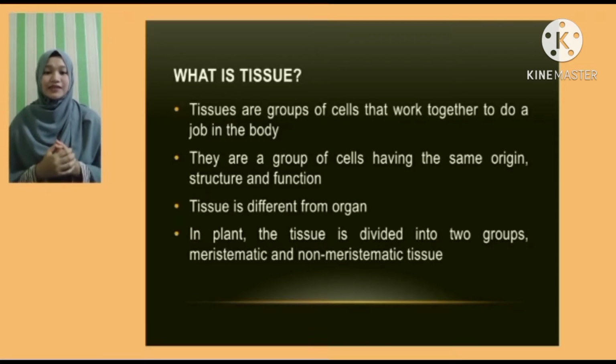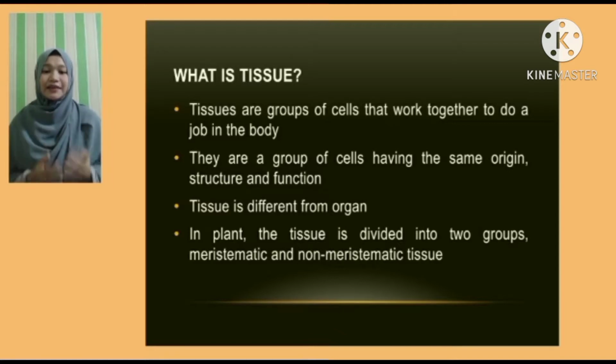In plants, tissue is divided into two groups, meristematic and non-meristematic. Meristematic tissues in plants are collections of stem cells that are active in cell division. This tissue is easier to find at the growing points of stem and root. Meristematic tissue is divided into three types, namely apical meristem, intercalary meristem, and lateral meristem.